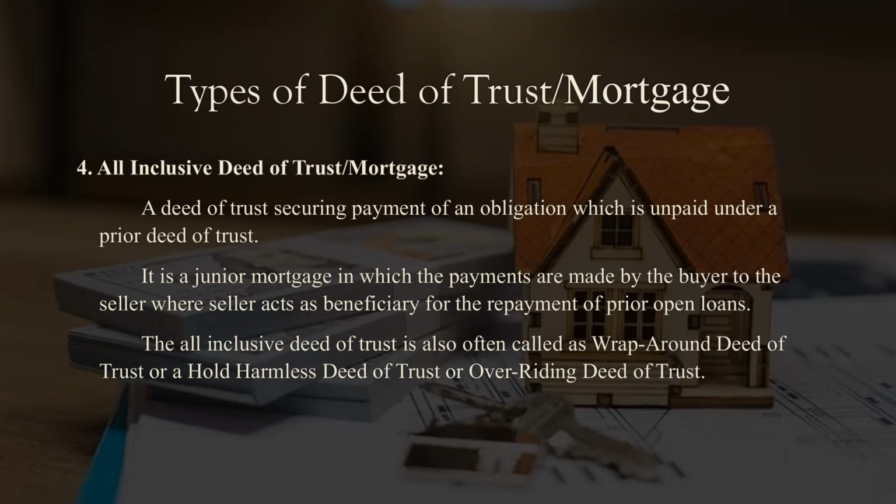Last document is all-inclusive deed of trust. It is a deed of trust securing payment of an obligation which is unpaid under a prior deed of trust. It is a junior mortgage in which the payments are made by the buyer to the seller, where the seller acts as beneficiary for the repayment of prior open loans. The all-inclusive deed of trust is also often called a wraparound deed of trust, a hold harmless deed of trust or an overriding deed of trust.